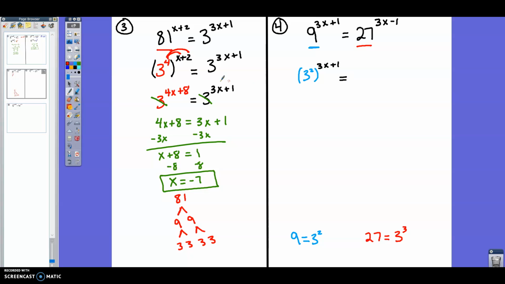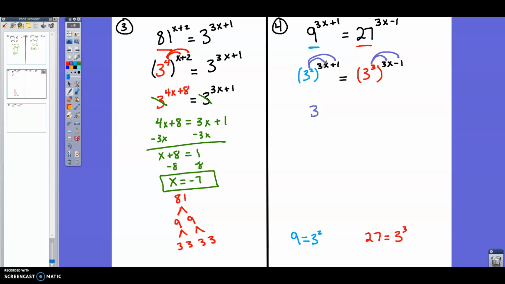Now we're going to do the same thing with the 27, but we're going to replace it with the 3 to the third. And we still have that raised to the 3x minus 1. Now, just like the last one, we do need to distribute out the exponents. So like this 2, we get distributed to the 3x and to the 1, and this 3 gets distributed to the 3x and the negative 1. So I'm going to go ahead and do that.